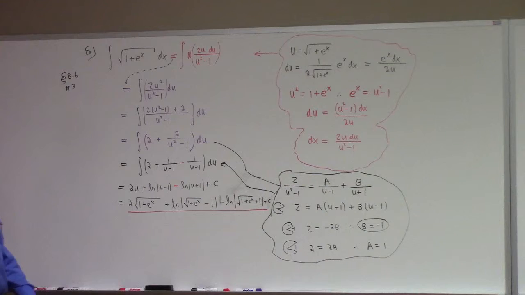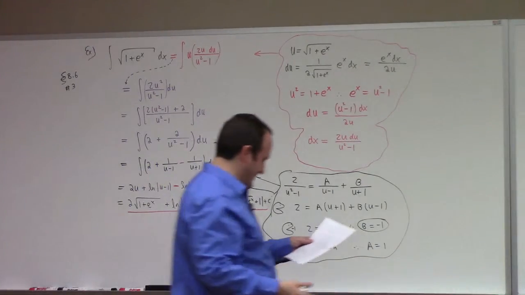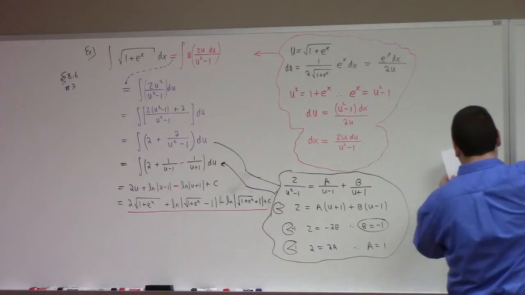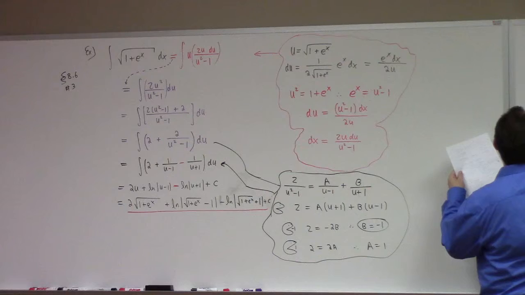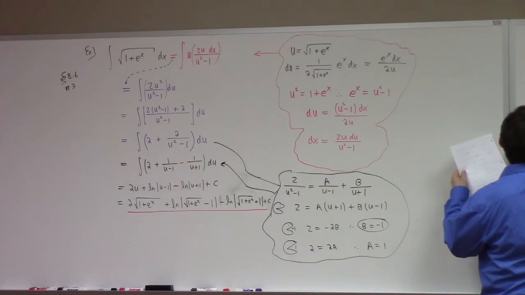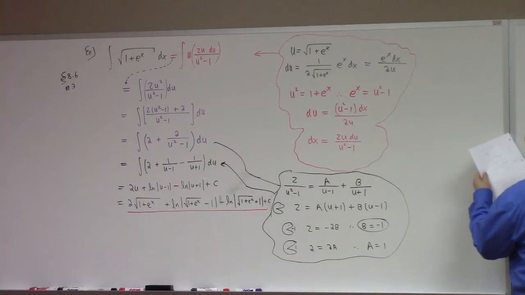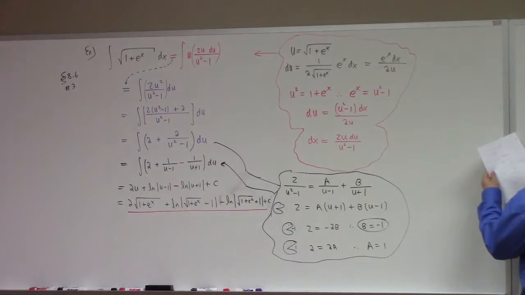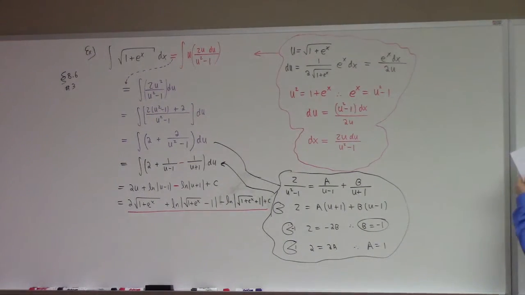If you look at the book, the answer is not that. The answer in the back of the book is as follows. It is minus x plus 2 times the square root of 1 plus e to the x plus 2 times the natural log of the square root of 1 plus e to the x minus 1 plus a constant.